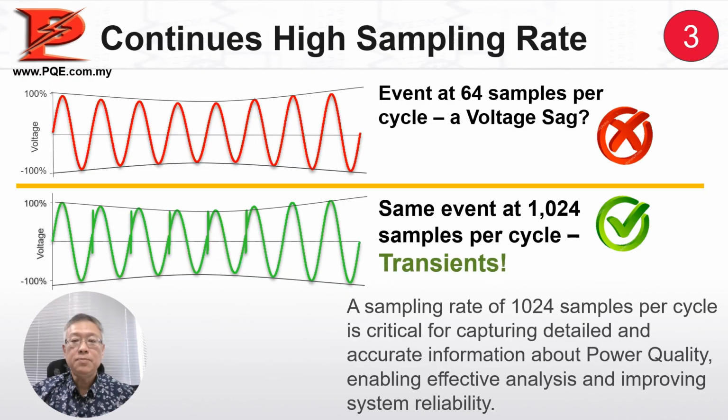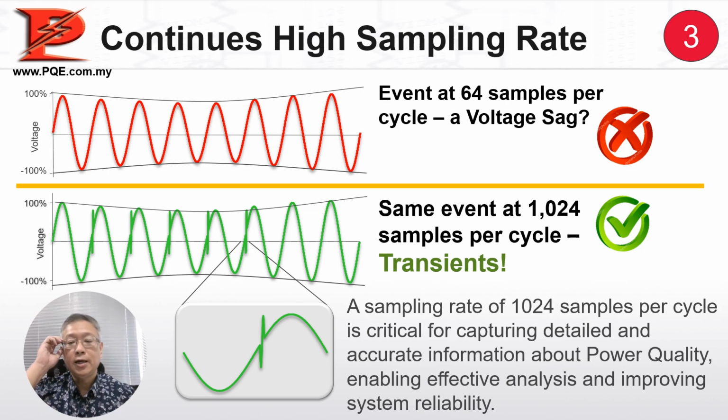The third point is about the importance of a high sampling rate. If you use a low sampling rate data logger, like 64 samples per cycle or even 128 samples per cycle, most likely you're going to miss some of the fast events like transients. So you will wrongly interpret it as a voltage sag instead of a transient. Interpreting the event wrongly will lead you to wrong solutions.